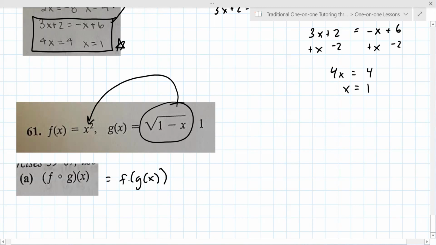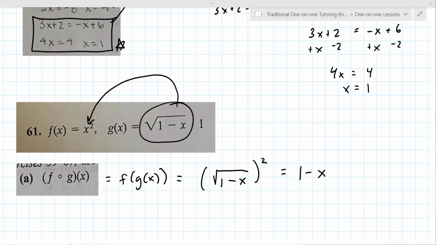And we're going to do the other direction, but you have to be clear that you take the inside function and use it in the outside function. So this becomes square root 1 minus x squared. And this equals 1 minus x.